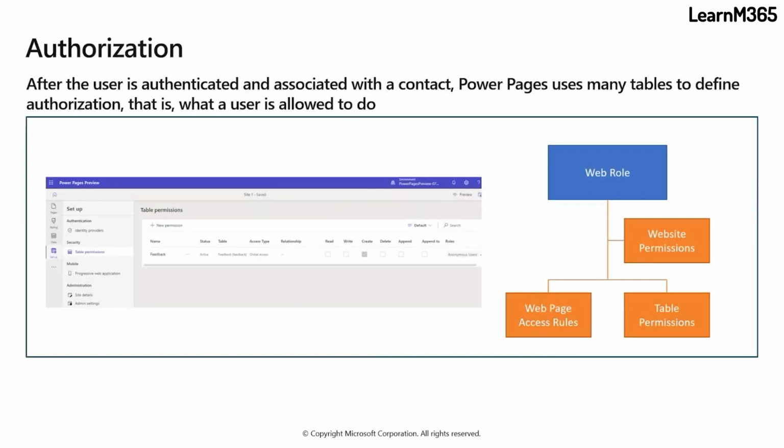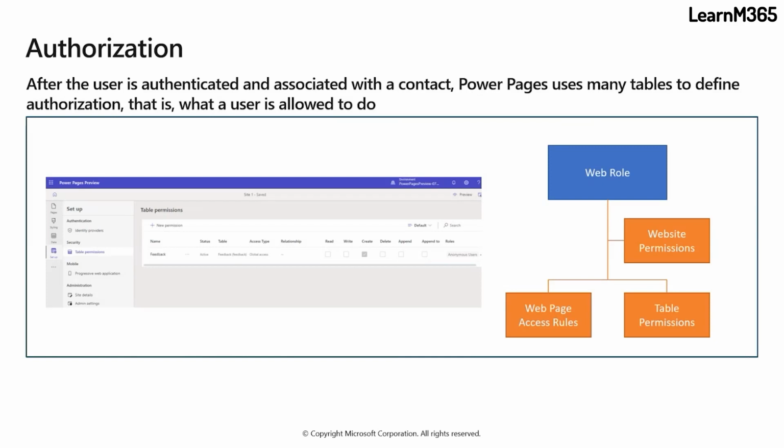Now next comes authorization. After the user is authenticated and associated with a contact, Power Pages uses many tables to define authorization, that is, what a user is allowed to do. So it's like a permission. Selecting the share from the portal app option will provide information on how to share the portal app with internal and external users.